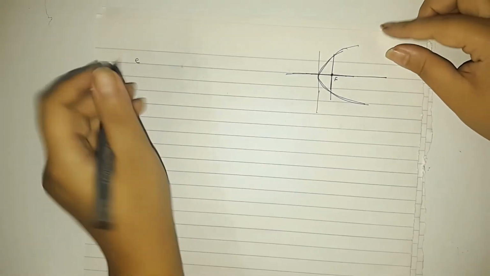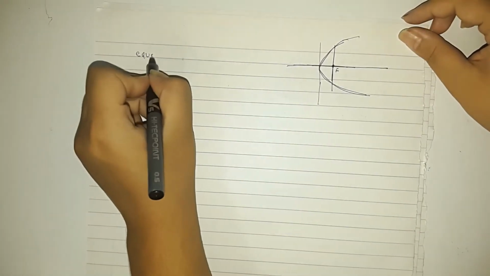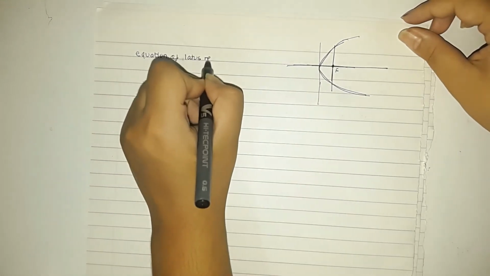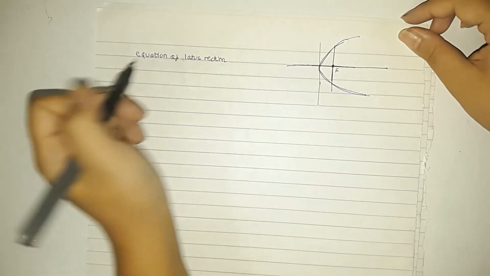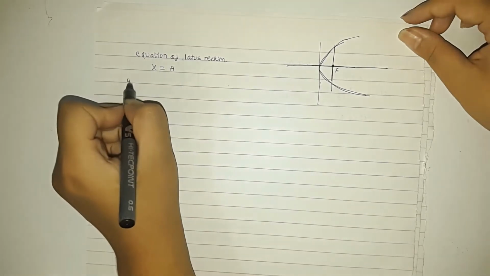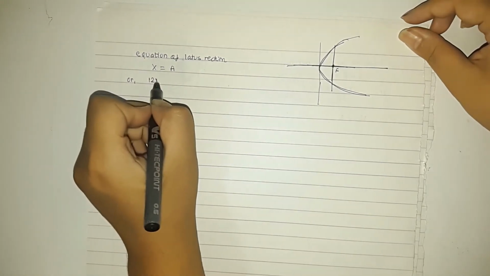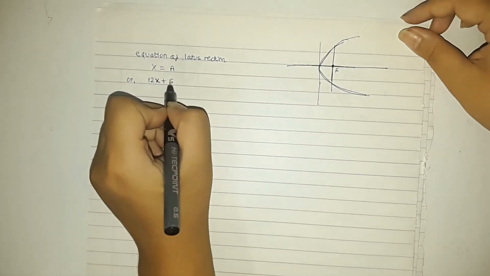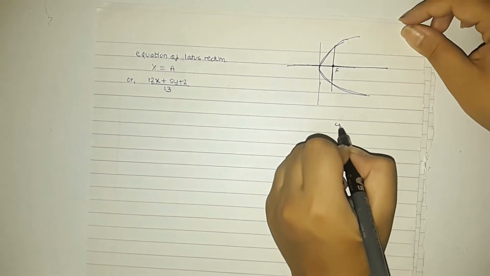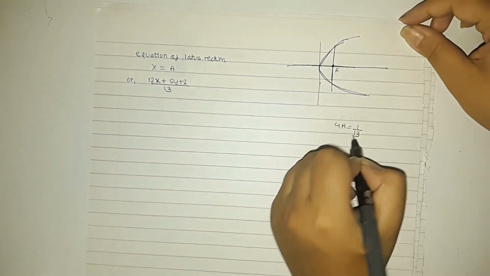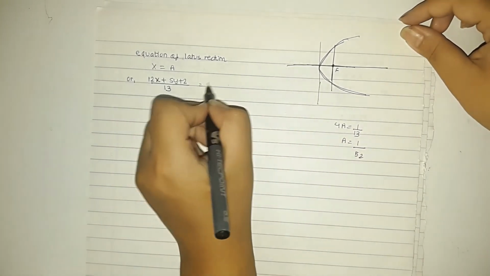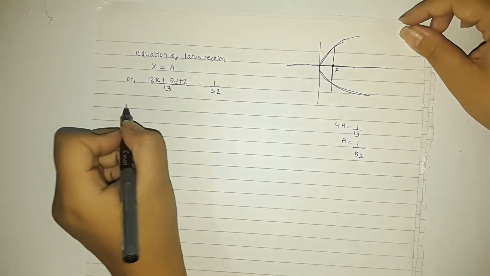The equation of the latus rectum is x equals a, where x is (12x plus 5y plus 2) by 13, and for a, we know that 4a is 1 by 13, so a is 1 by 52.